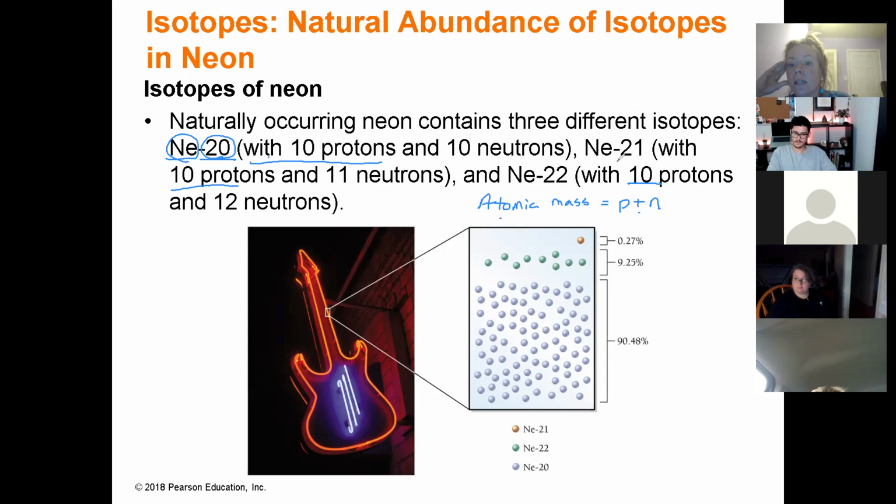If we have neon 21 here, we've now gone into a heavier version of our neon. We haven't changed the charge. We haven't changed what it is, so we haven't changed the protons, but we've made it heavier. The only way to do that is to add another neutron. So in this one, we have 11 neutrons. This is 10 neutrons, this is 11 neutrons. Neon 22 will have 12 neutrons to it, heavier by 2.